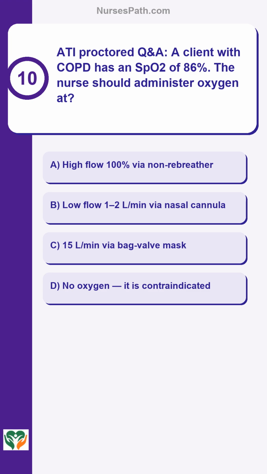Question 10. ATI proctored Q&A. A client with COPD has an SpO2 of 86%. The nurse should administer oxygen at high flow 100% via non-rebreather. Low flow 1 to 2 liters per minute via nasal cannula. 15 liters per minute via bag valve mask. No oxygen, it is contraindicated.